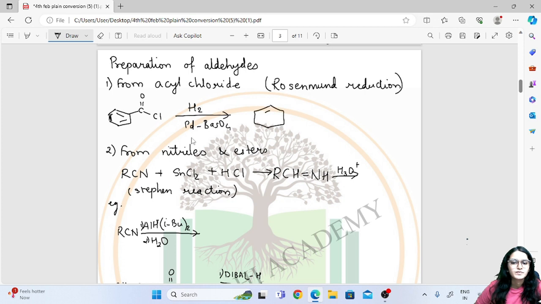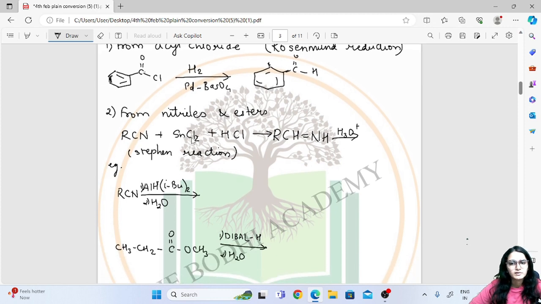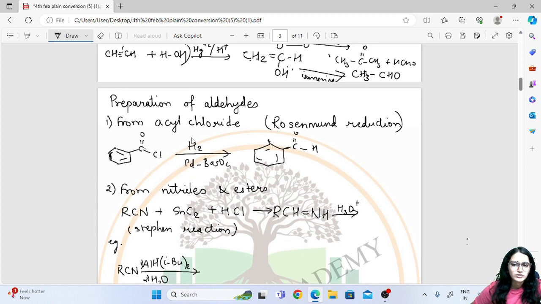Here we can see benzene is attached to a carbon double bond Cl. So benzene will be attached to a carbon double bond O, H, which is called the aldehyde. So here acyl chloride or acid chloride gives us the particular aldehyde. Okay, this is about the preparation of aldehyde from acyl chloride, and this reaction is also called the Rosenmund reduction.